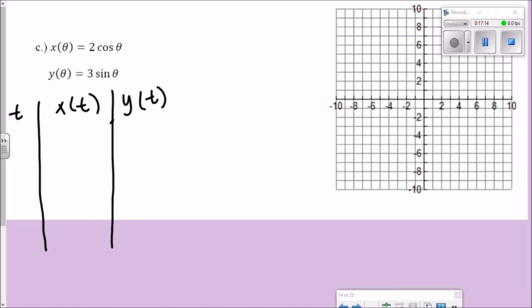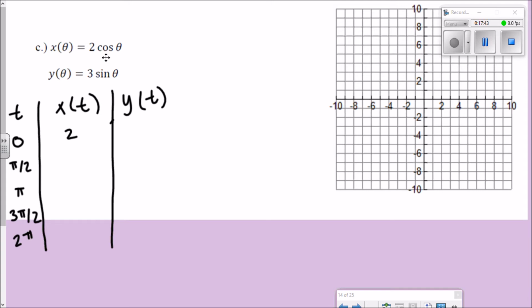So I'm going to choose 0, pi over 2, pi, 3 pi over 2, and 2 pi. Okay, there they are. Let's work it now. I'm going to have x of t. I'm going to plug 0 into my x function, so I'm going to have 2 times cosine of 0. You should all know cosine of 0 is 1, so 2 times 1 is 2.